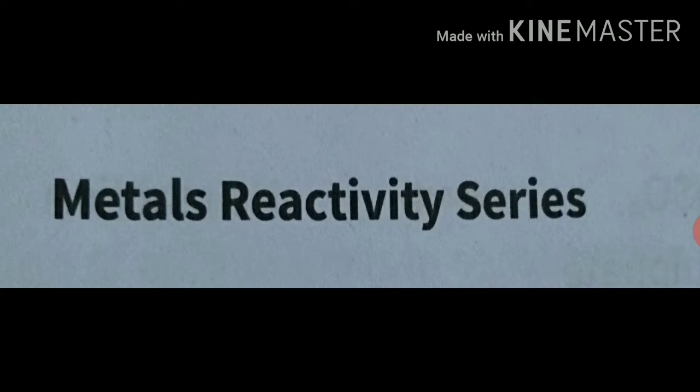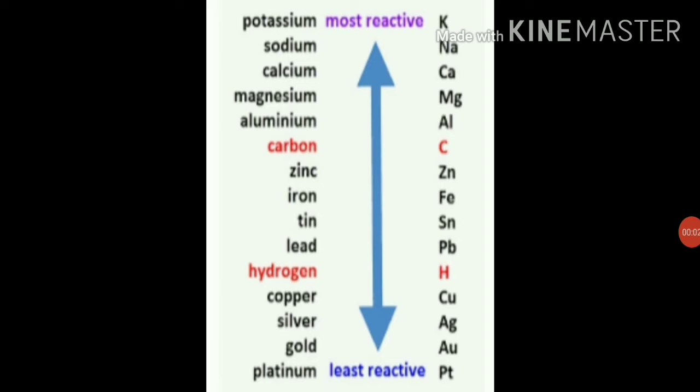The arrangement of metals in a vertical column in the order of decreasing reactivity is called the reactivity series of metals. So students, let's see the picture of the reactivity series of metals. So now it is clear that the reactivity series is the list of metals arranged in the decreasing order of their reactivity. In the reactivity series, the most reactive metal is placed at the top, whereas the least reactive metal is placed at the bottom.